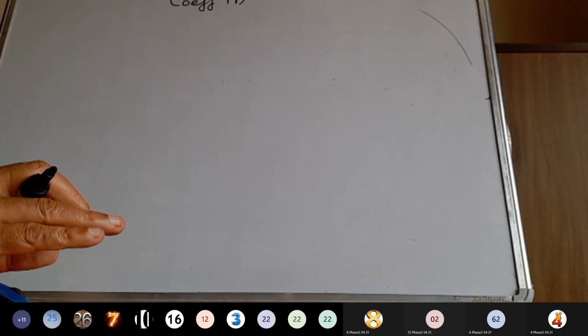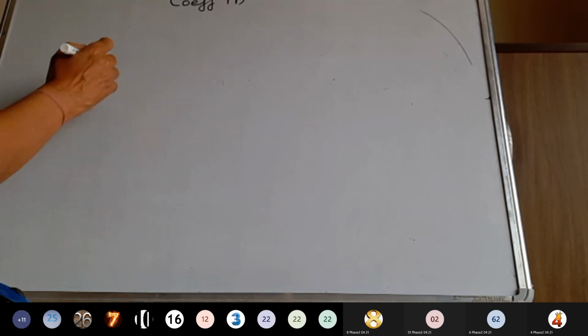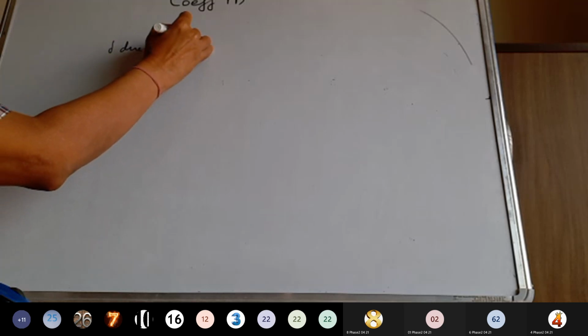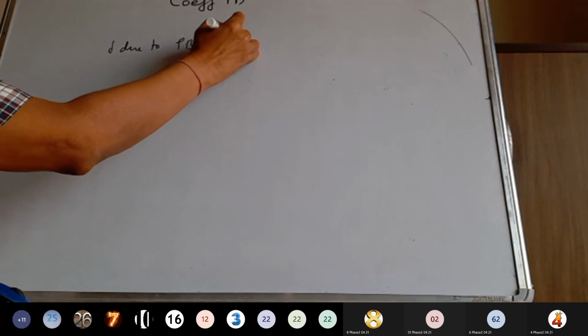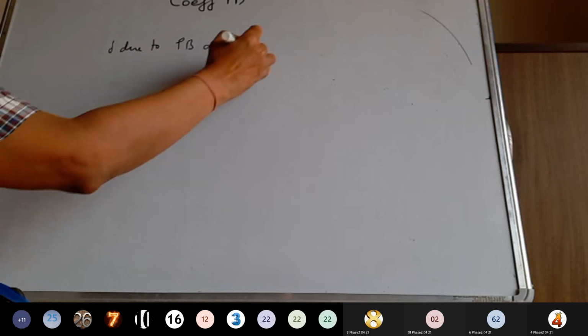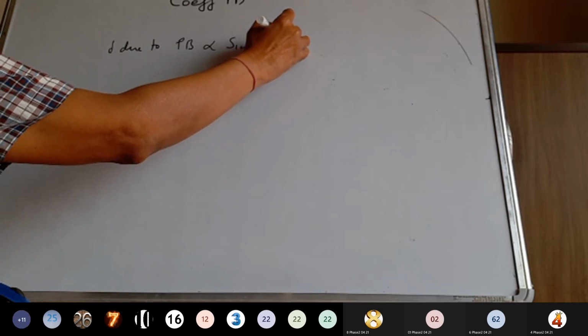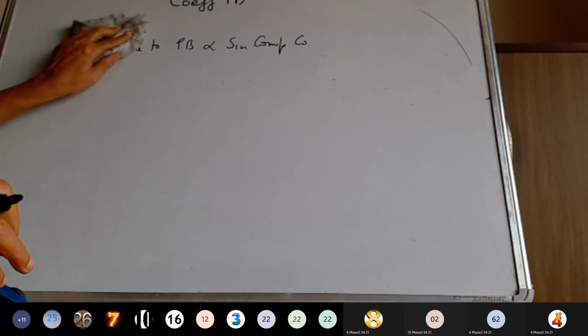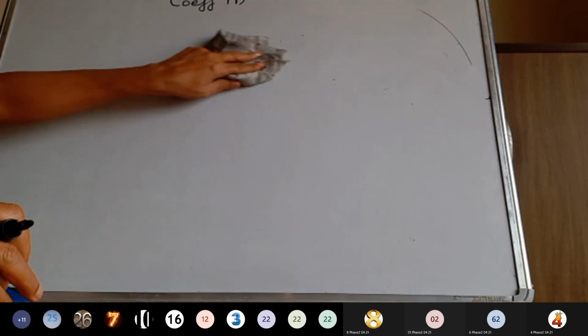After that, we saw how the deviation was changing with the change of force. We found that the deviation due to coefficient permanent B is directly proportional to the sine of the compass course. So this is what we did in the last class. Change in deviation due to change of force we have seen.